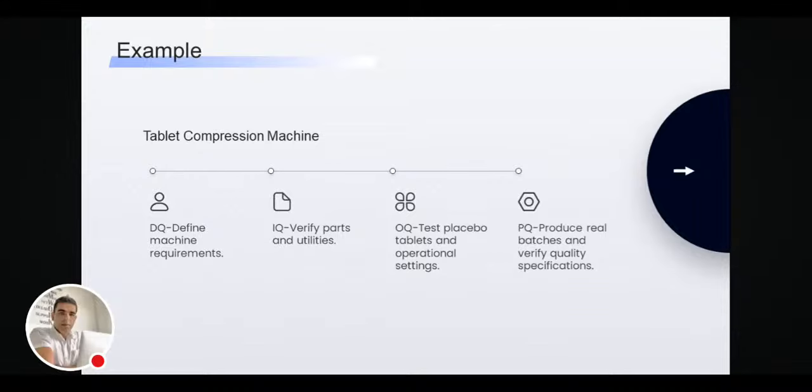Let's take an example of a tablet compression machine. During DQ, you define that you need a machine with 16 stations, 10,000 tablets per hour, 10 to 30 kilonewtons compression force. During IQ, verify all parts installed per manual, utilities connected. During OQ, run placebo tablets, test speed, weight variation. During PQ, produce real batches and check hardness, disintegration, weight, thickness, everything meets specs.